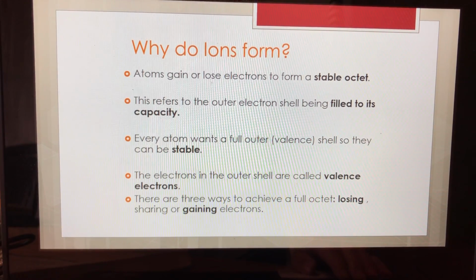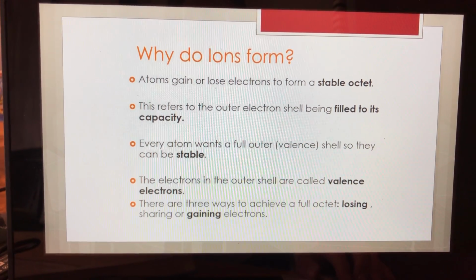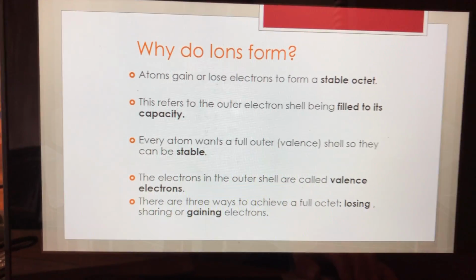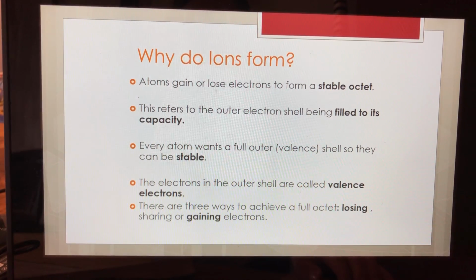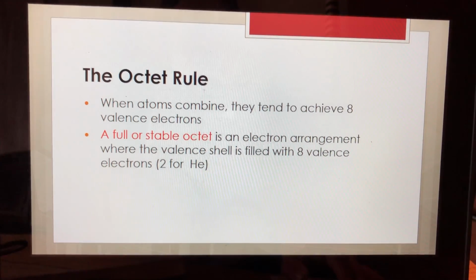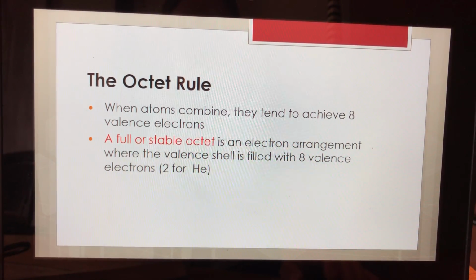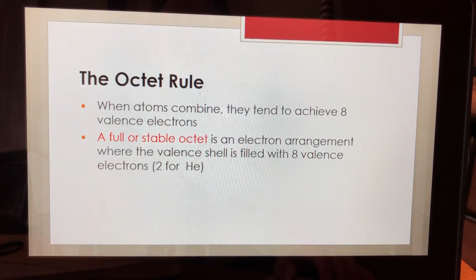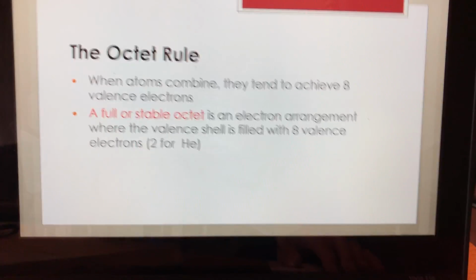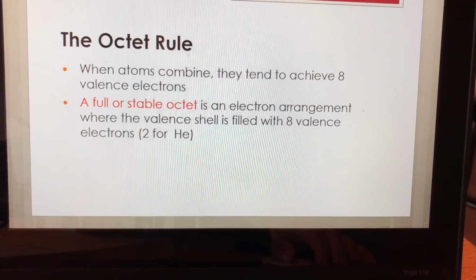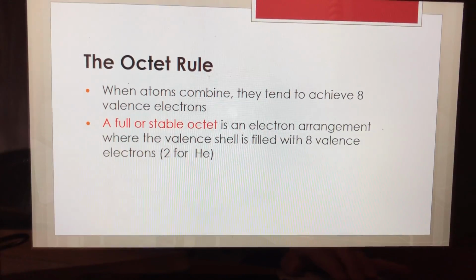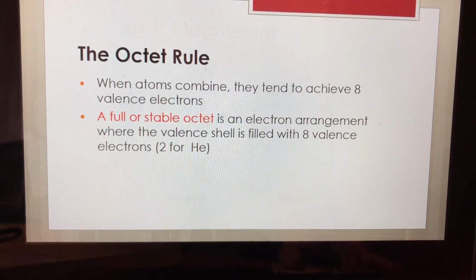There are 3 ways to achieve a full octet. You can lose electrons or gain electrons, and the last way is to share electrons, and we'll be talking about that in the next lesson. It's how covalent compounds are formed. The octet rule: when atoms combine, they tend to achieve 8 valence electrons. A full or stable octet is an electron arrangement where the valence shell is filled with 8 valence electrons, or in the case of helium, a full outer shell would be 2 because it only has the first shell and it just needs 2 to be full.